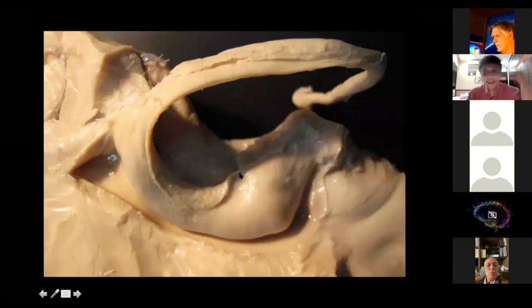Now again, coming back to the hippocampus here, we have seen this image already. Now we have seen most of the components of the limbic system. There is one more, that is the hippocampal commissure.